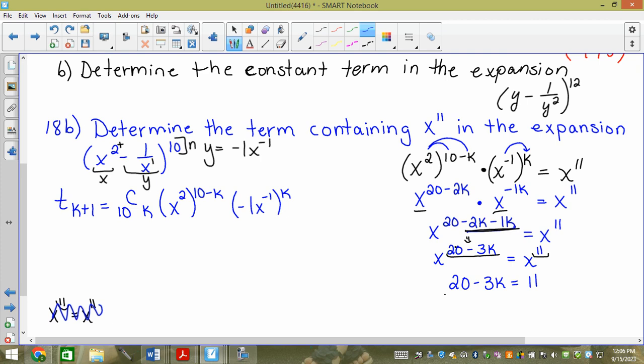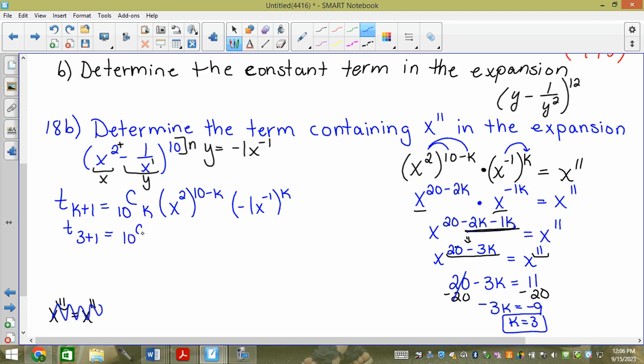Then I have to solve, so I subtract my 20. And I get negative 3k equals negative 9, so k equals 3. And then I go back and solve T3 plus 1. They could also just ask you for the term number and I'd be done, right? It would be term 4. If they asked for the term number, I wouldn't even have to solve it out. But I would to double check myself.